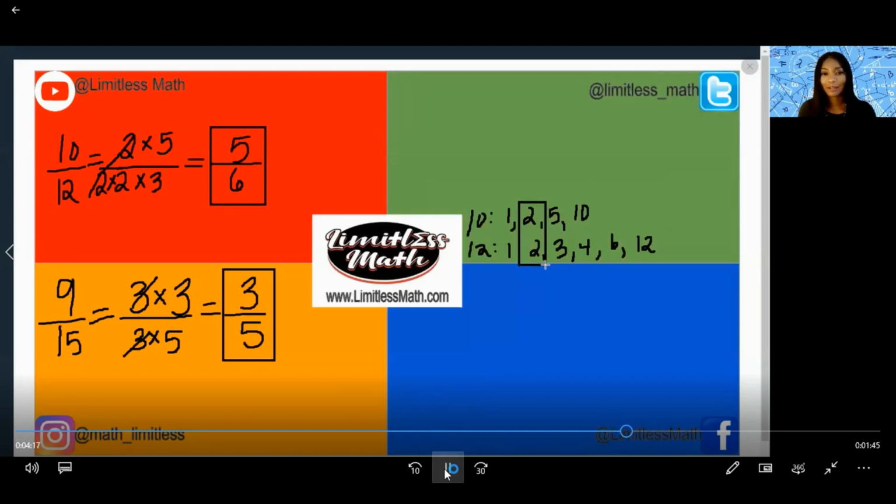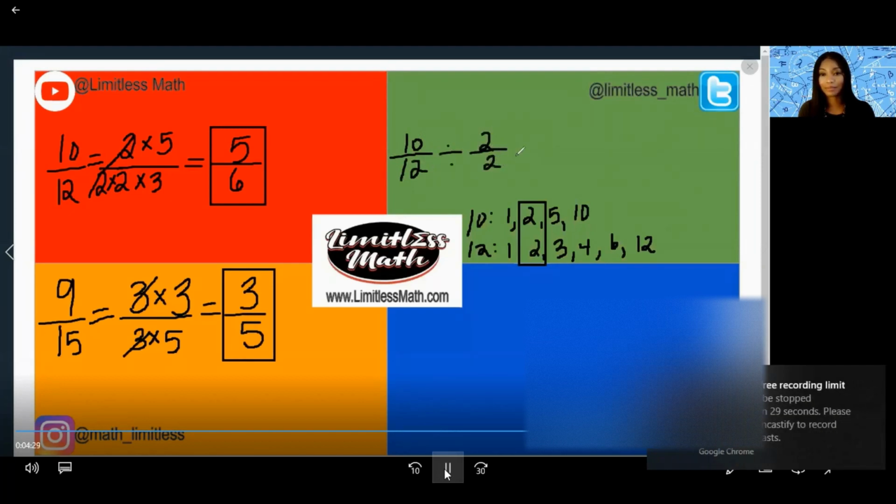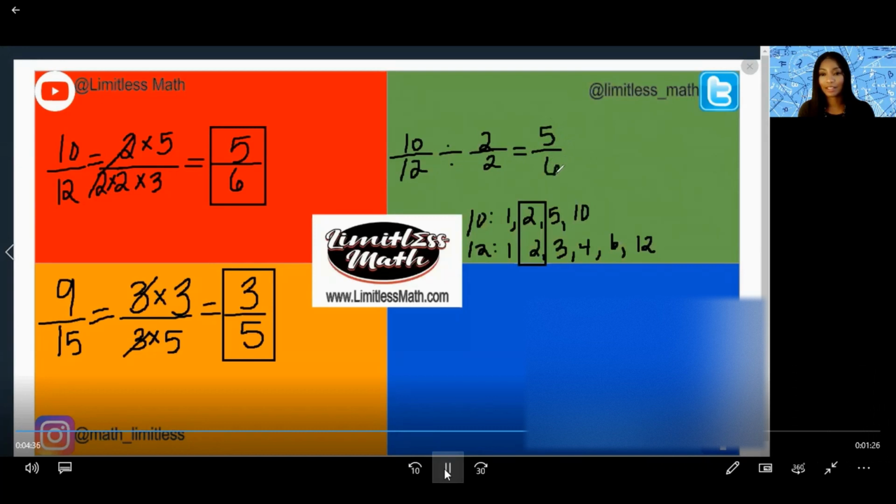So all we do now is divide our original fraction by this GCF that we found. So we'll take 10 over 12 and divide the top and the bottom by 2. That just leaves us with 5 over 6, just like we had in the other way.